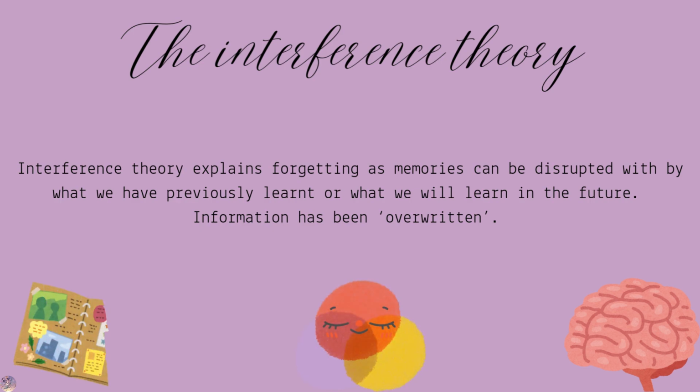So, first of all, just covering what the interference theory actually is. The interference theory explains forgetting as memories that can be disrupted with what we have previously learned or what we will learn in the future. In other words, the information that we store in our memory has been overwritten.